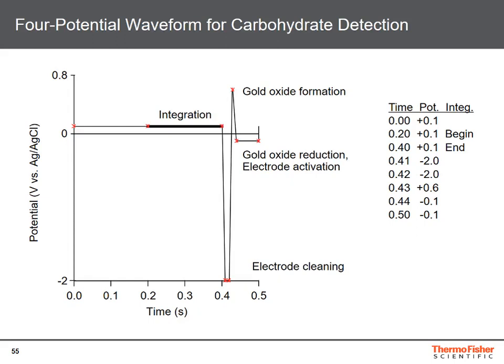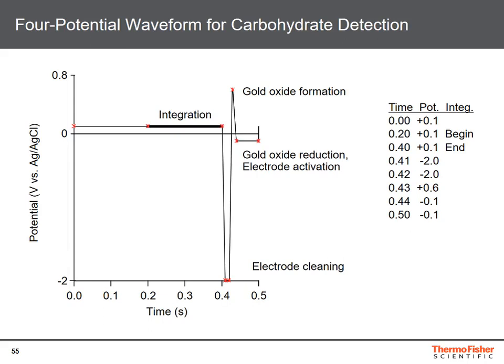The next slide shows the four potential waveform for carbohydrate detection as it is used today. As we can see from the slide, the oxidation potential for carbohydrate is 0.1 volts, but you can also see that we are waiting a little bit of time before we start data acquisition. This so-called delay time is necessary because I just mentioned that we are generating two different kinds of currents, the charging and the Faraday current. The good thing is that the charging current decays much more rapidly than the Faraday current, so if I'm waiting a little bit of time, I can truly measure the Faraday current only.